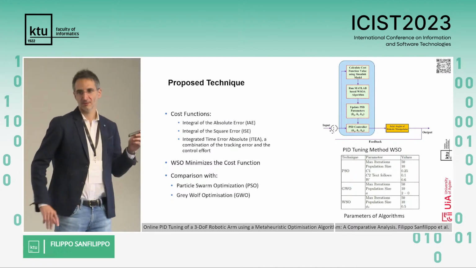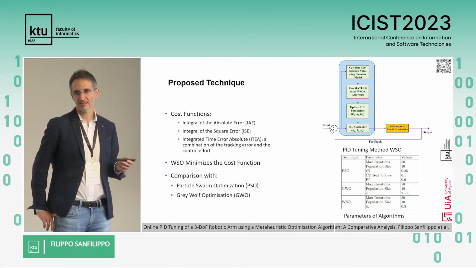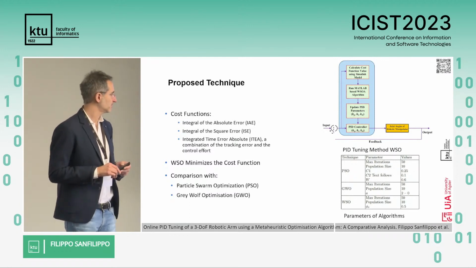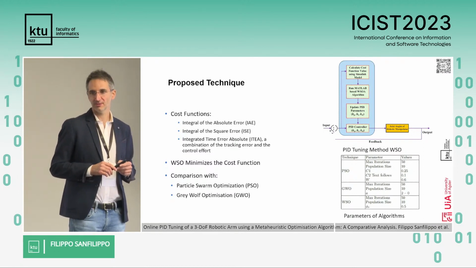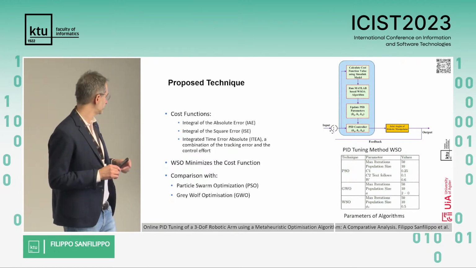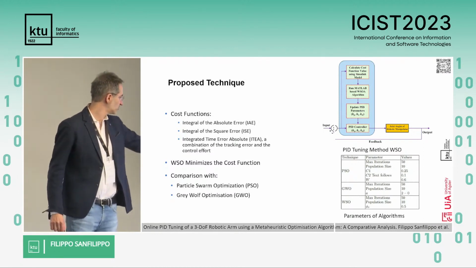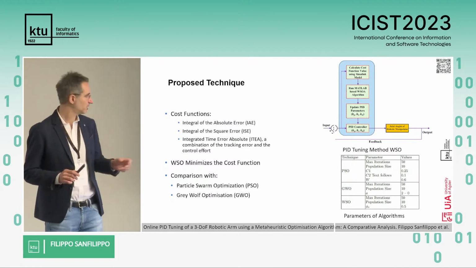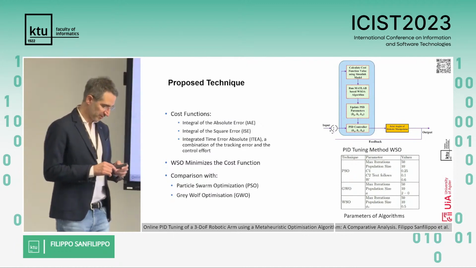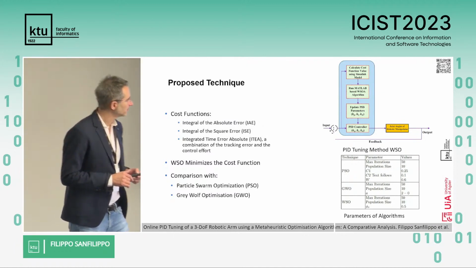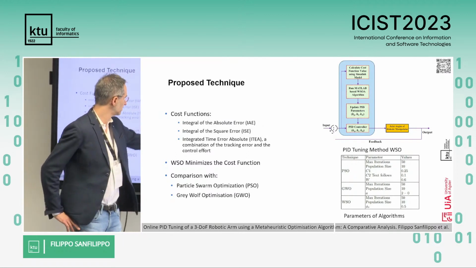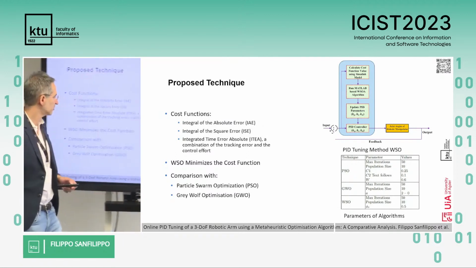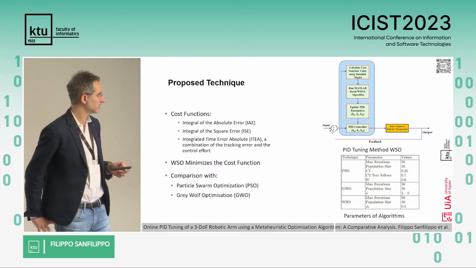And we have considered 2 existing alternative metaheuristics to compare our proposed method with. In particular we are considering particle swarm optimization and gray wolf optimization, which are well known in the field. And these are the values that we have used for implementing these competitive algorithms.